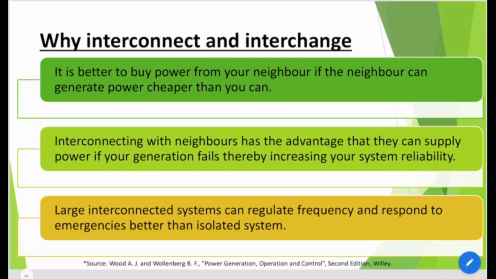Now, why interconnect and interchange? First of all, why is it important to have interconnection? Interconnection is mandatory to exchange energy from one area to another. It is better to buy power from your neighbor if the neighbor can generate power cheaper than you. That means to optimize your energy cost, there is nothing wrong with getting energy from neighboring areas which have been interconnected to your own power system. Interconnecting with neighbors also has the advantage that they can supply power if your generation fails, thereby increasing your system reliability. Due to some reason, if your network fails, probably you can get the energy through your interconnected systems.